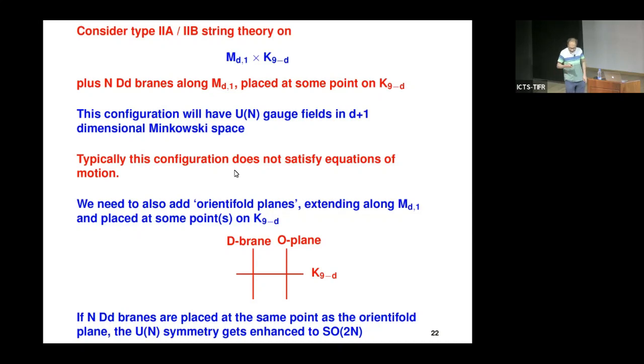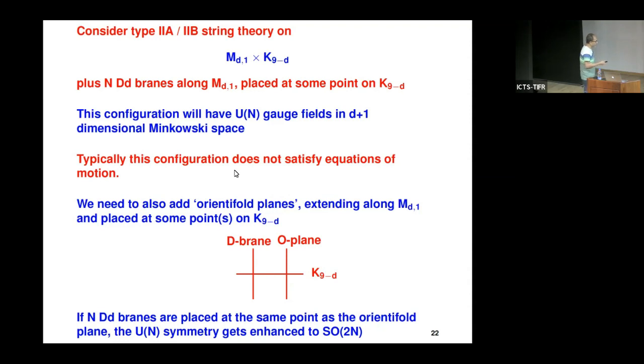So this gives us a new way of getting non-abelian gauge fields in type 2 string theory. And here is the idea. So let's consider type 2 or type 2B string theory on a product space like this. But besides this, let's suppose that we place N D-branes, that means d-dimensional branes, along M_{d+1}. M_{d+1} has d space and 1 time dimension. So we imagine that we place these D-branes along M_{d+1} at some point on this compact space.